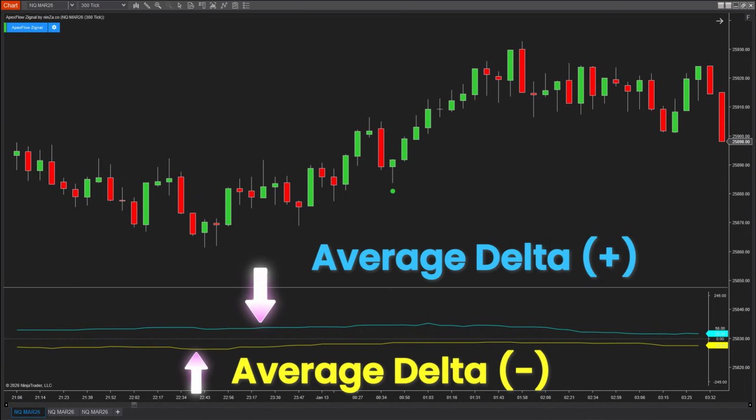Next, on the chart, you'll also notice two additional thresholds, one in blue and one in yellow. The yellow threshold represents the average negative delta threshold, and the blue threshold represents the average positive delta threshold. By using these two thresholds, you can easily see whether the delta of each candle has exceeded its average value or not.